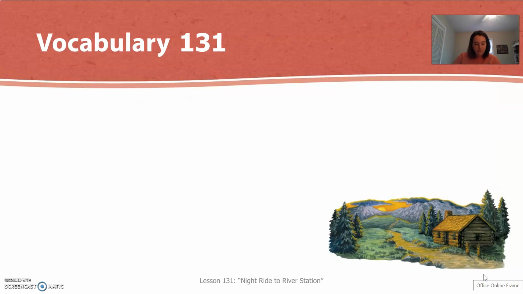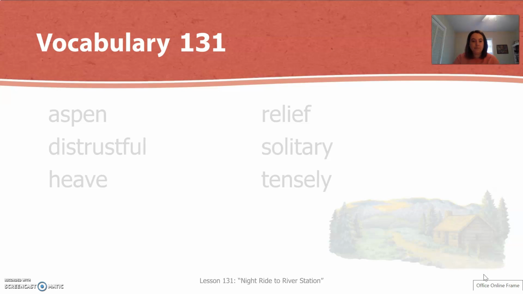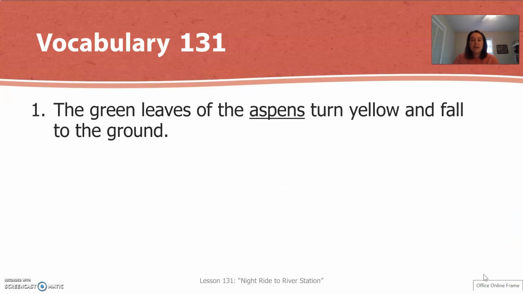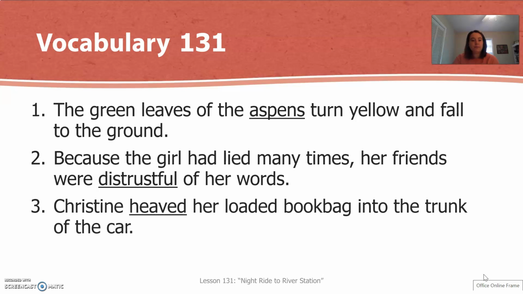Now, here we are with our vocabulary for today. We have aspen, distrustful, heave, relief, solitary, intensely. The green leaves of the aspens turn yellow and fall to the ground. An aspen is a tree. Because the girl had lied many times, her friends were distrustful of her words. They could not trust her.